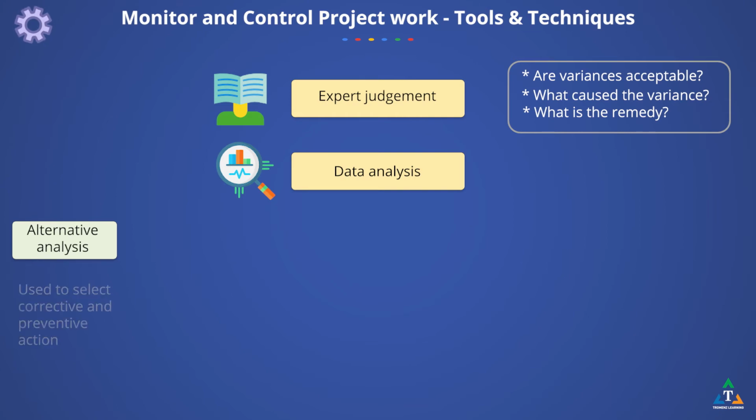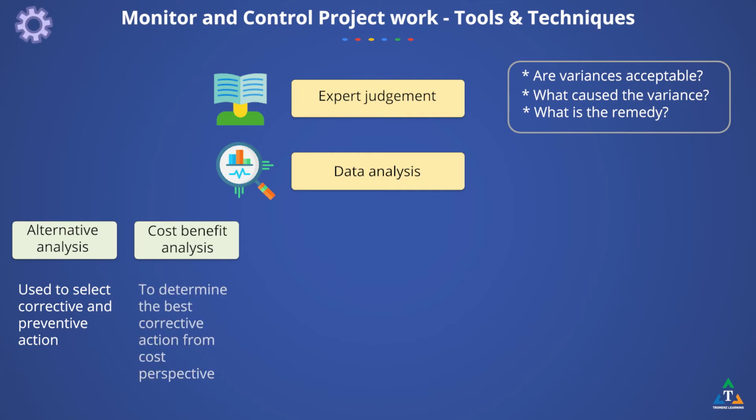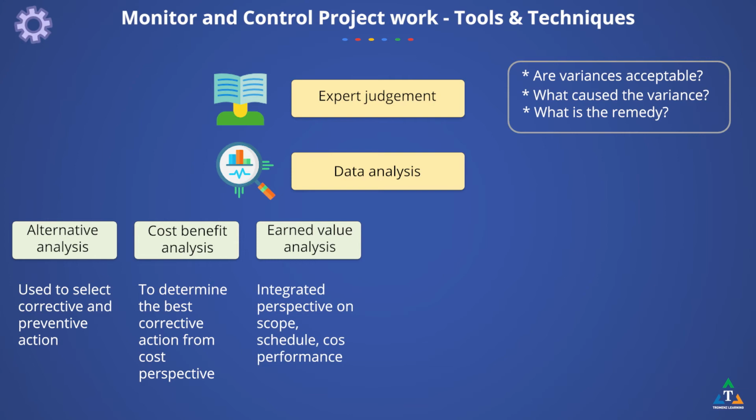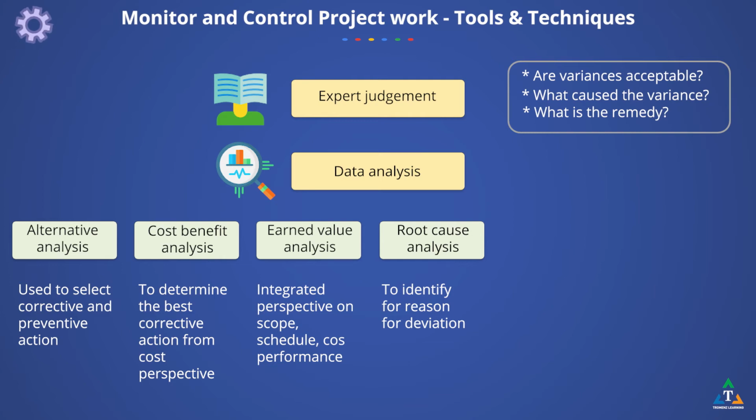Alternative analysis is used to select the corrective actions or a combination of corrective and preventive actions to implement when a deviation occurs. Cost-benefit analysis helps to determine the best corrective action in terms of cost in the case of project deviations. Earned value provides an integrated perspective on scope, schedule, and cost performance. Root cause analysis focuses on identifying the main reasons for a problem. It can be used to identify the reasons for a deviation and the areas a project manager should focus on in order to achieve the objectives of the project.